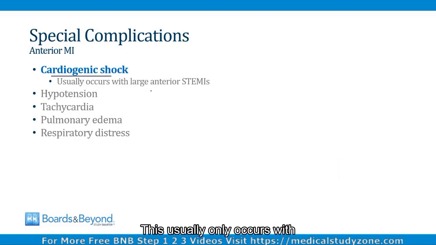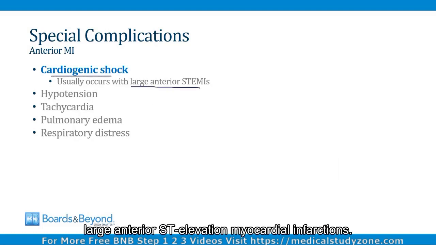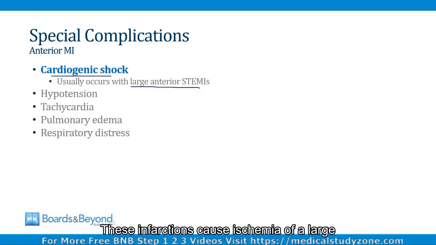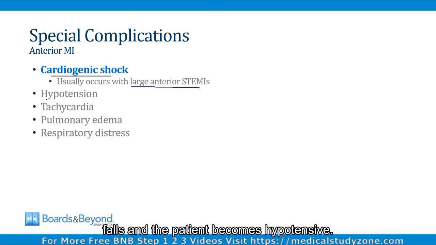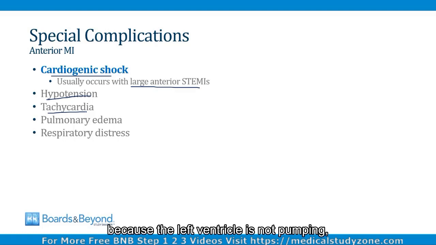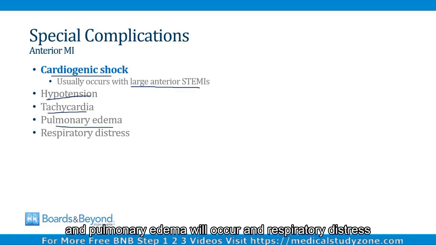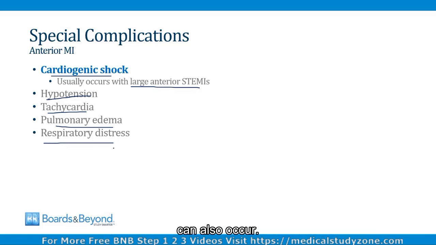And then the final special complication of STEMI that you should know about is cardiogenic shock. This usually only occurs with large anterior ST elevation myocardial infarctions. These infarctions cause ischemia of a large amount of myocardium, and as a result, cardiac contractility falls and the patient becomes hypotensive. The patient will also have tachycardia because the left ventricle is not pumping, the pressures go up in the chambers of the heart, and pulmonary edema will occur, and respiratory distress can also occur.